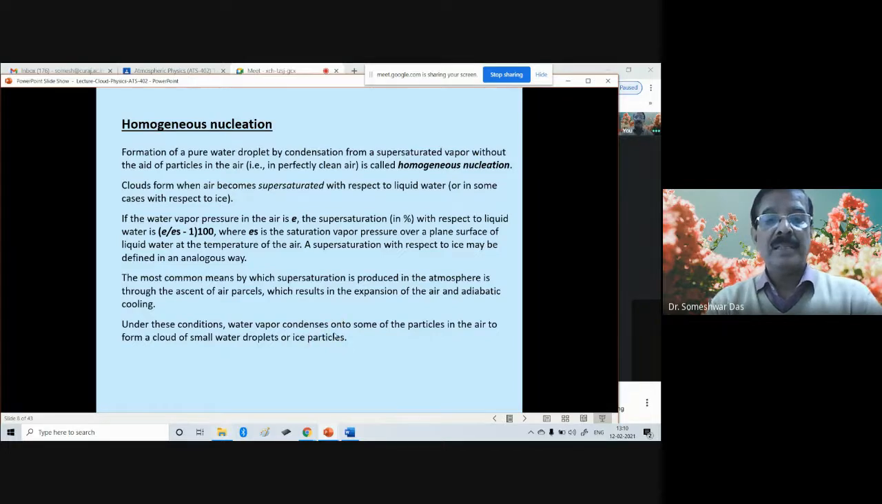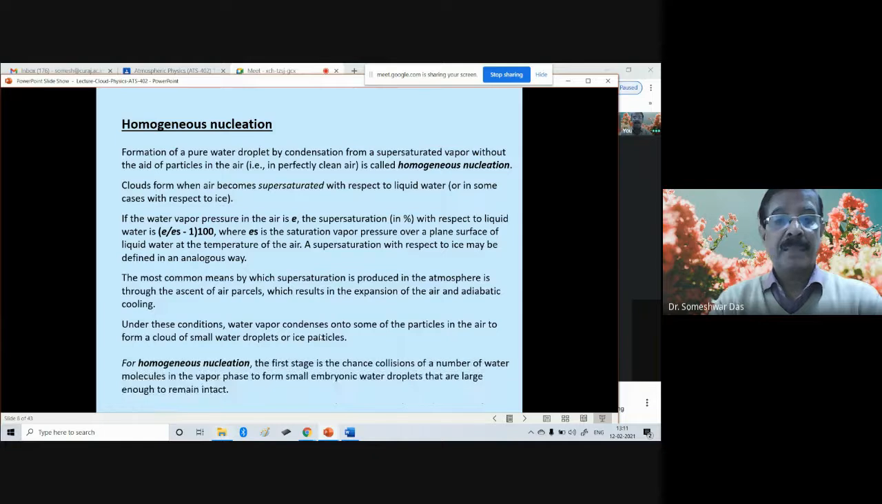When saturation occurs, especially when the air is clean, because of the rising motion, expansion and cooling of the air, supersaturation can occur. Water vapor can condense on some of the particles in the air, and then clouds can form.